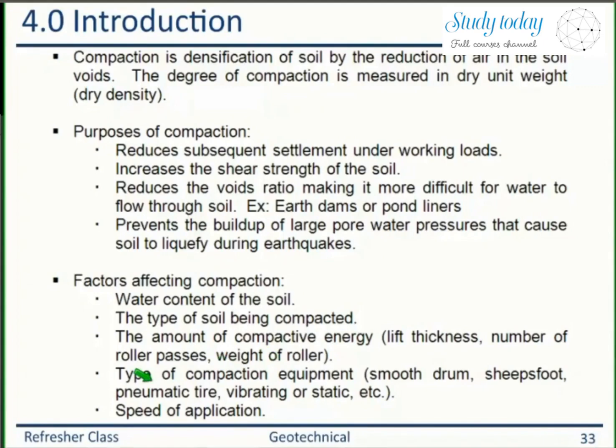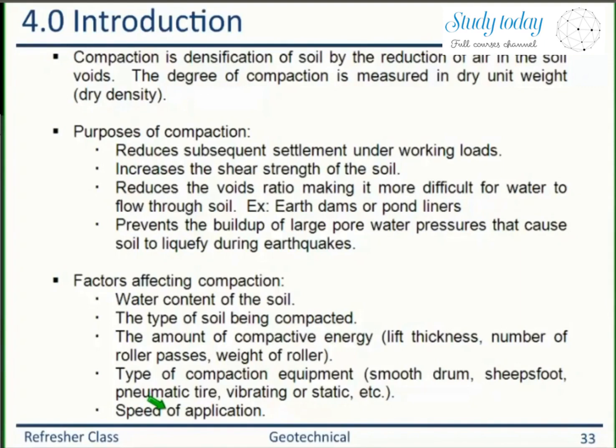Then, the type of compacting equipment. There are different equipment available based upon the type of soils. So you have to choose the appropriate type of compacting equipment for the appropriate type of soil. Examples could be smooth drum roller, sheep foot rollers, pneumatic tire rollers, vibrating static roller. But looking at the particles of the soil that you need to compact, you will recommend what is suitable.